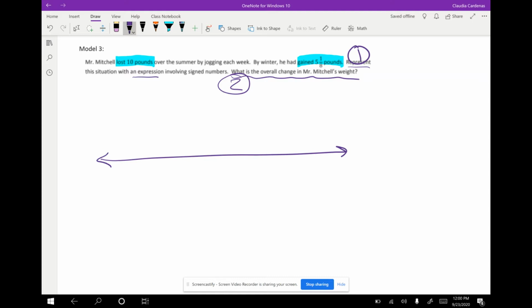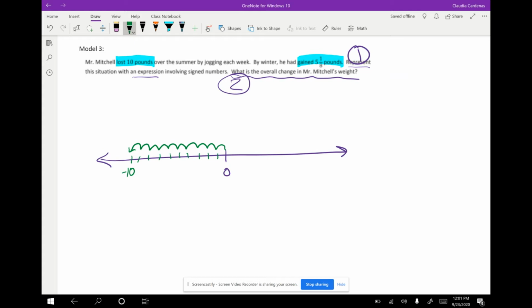So where do we always start on a number line? At 0. Okay, so then if he lost 10 pounds, what direction would we move? Well, he's losing 10 pounds, so we would move in the negative direction 10 spaces. So here we go. 1, 2, 3, 4, 5, 6, 7, 8, 9, 10. And I could show every single space that I jumped, right, with the dash marks. And I could number every single one if I wanted to, but just for efficiency, I'm just going to number the negative 10 that we landed on.